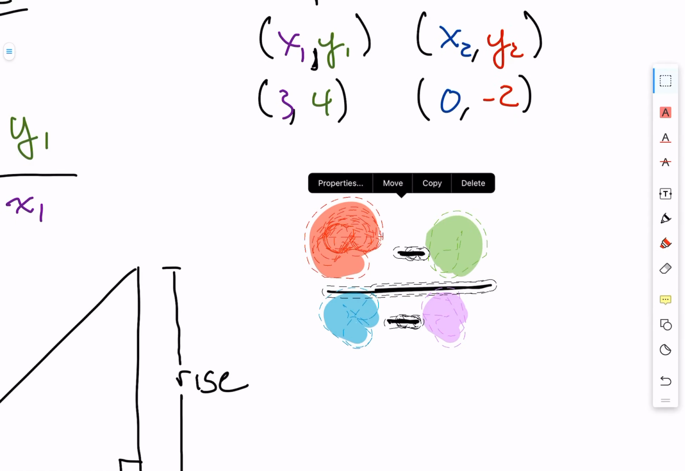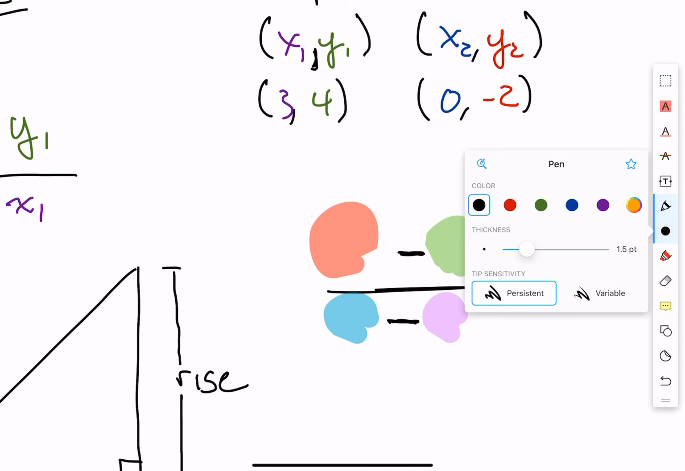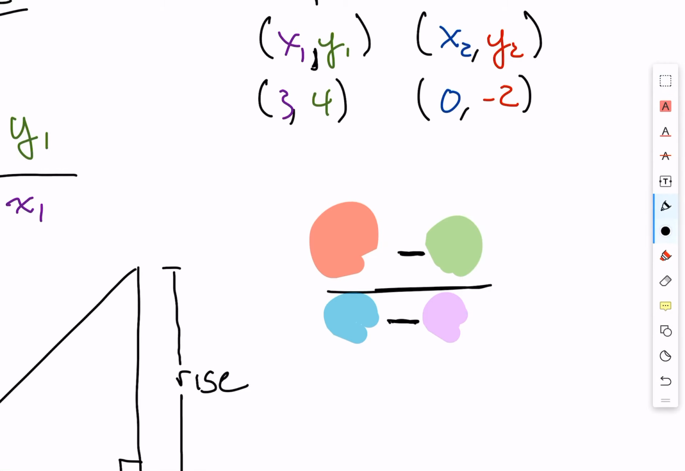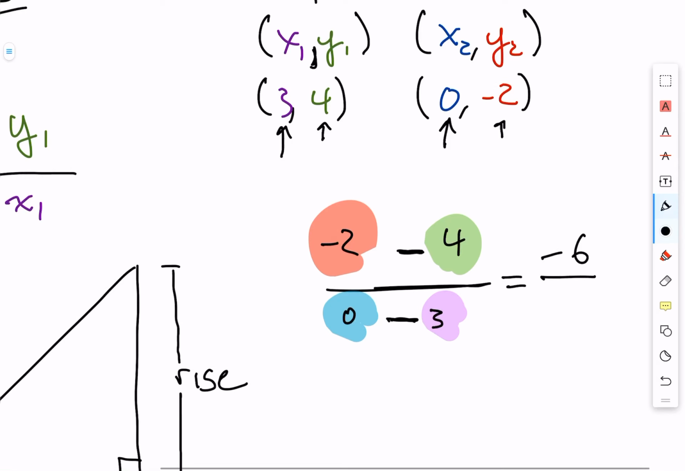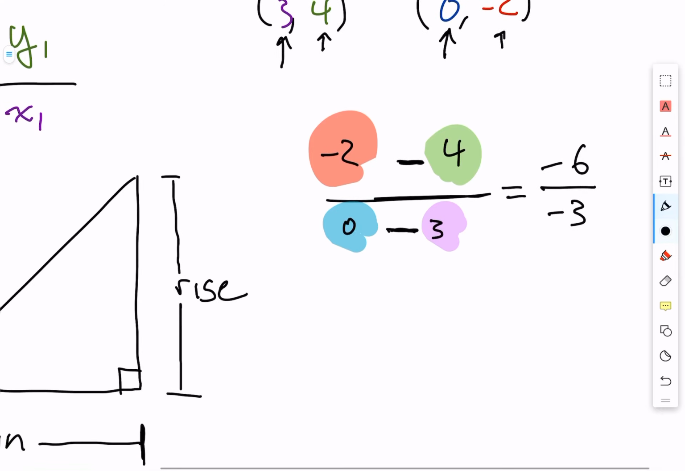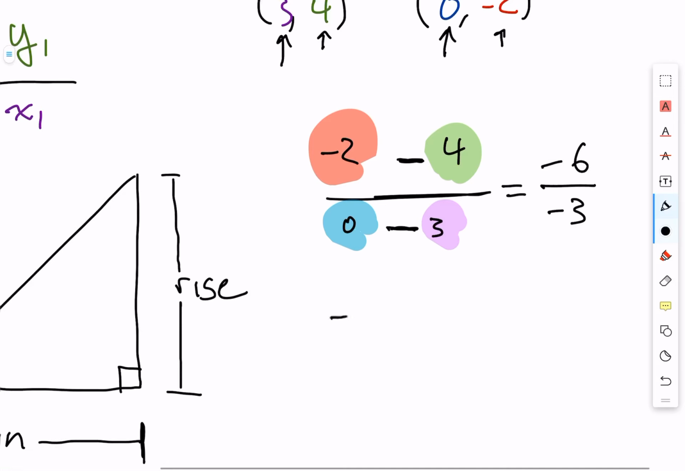So let me actually comment that. So y2 minus y1 is on top. y2 is negative 2. y1 is 4. So I have negative 2 minus 4, which is negative 6 on top, or the numerator. For the denominator, we're doing x2, which is 0, minus x1, which is 3. And 0 minus 3 is minus 3. So negative 6 over negative 3, that will simplify. Two negatives will cancel out to become positive, and then 6 over 3 simplifies to 2 over 1, or just 2. So this becomes 2.